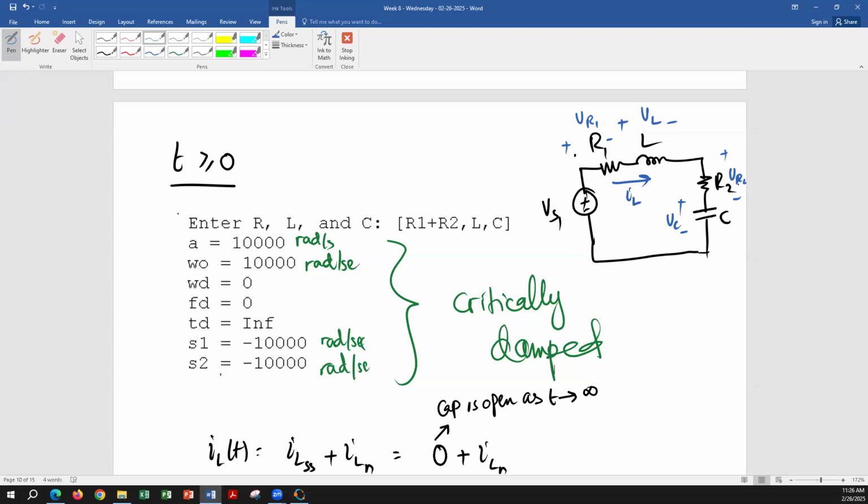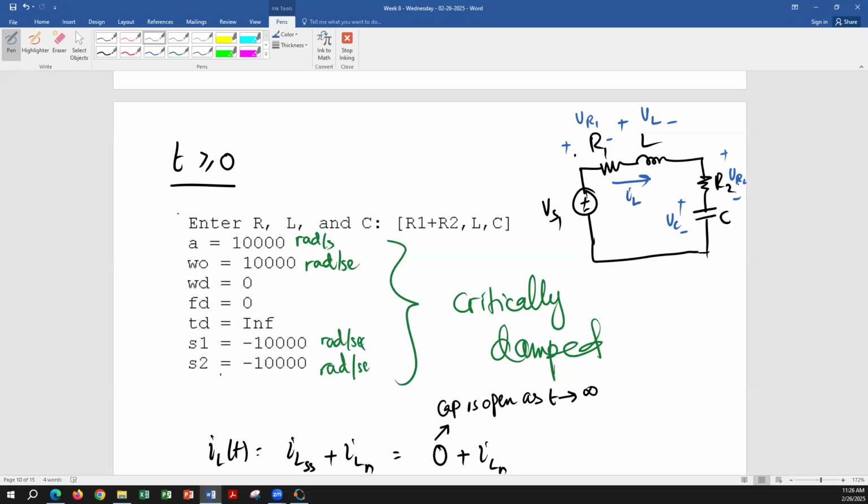Okay, so what will be the equation for VL? You put down the whole KVL. What will be the VL from this equation? Lazaro, what will be the VL equation? Quickly.